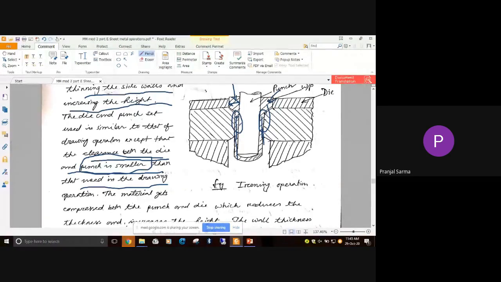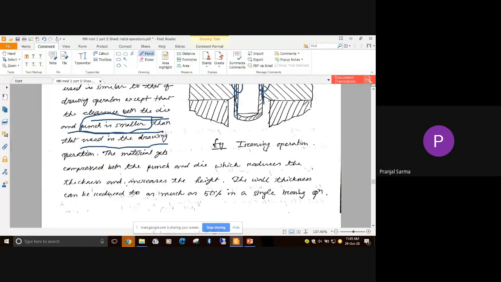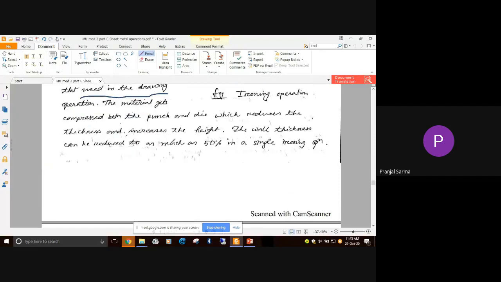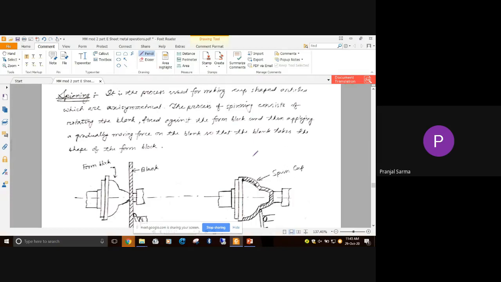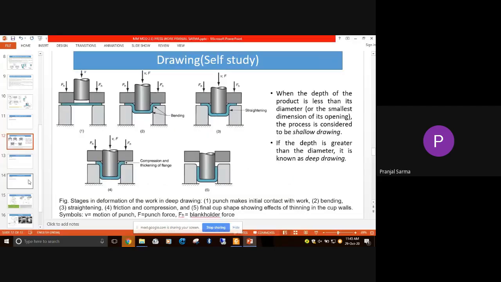The material gets thin, and when it gets thin, there will be a flow of material, and the height gets increased. Its wall thickness can be reduced by as much as 50% in a single ironing operation. Understood? Up to this much, what is the drawing operation, what is the ironing operation? Yes or no? Let me know. These are easy processes only, small processes.